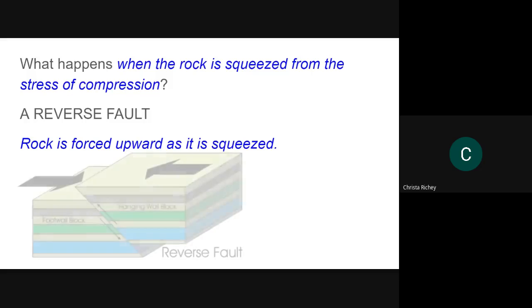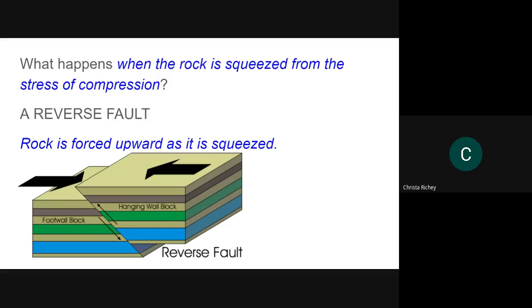All right. When you have squeezing, compression, not pulling apart, which was tension, you have the other major type of fault. The tension made a normal fault, the first type we talked about, where if it breaks off, that chunk that breaks off falls. In this case, a reverse fault, when they're squeezed together, one of them gets pushed on top of the other. It is a reverse fault.